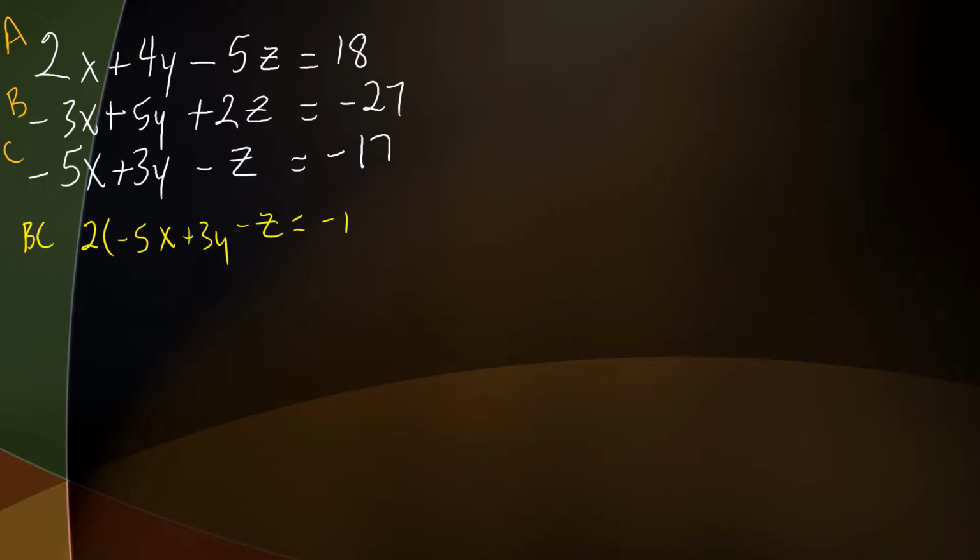equals negative 17. I'm multiplying the entire equation by 2. And when I do, that's going to give me negative 10x plus 6y minus 2z equals negative 34.